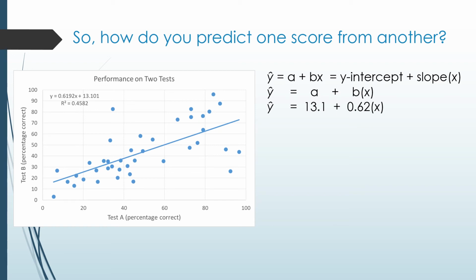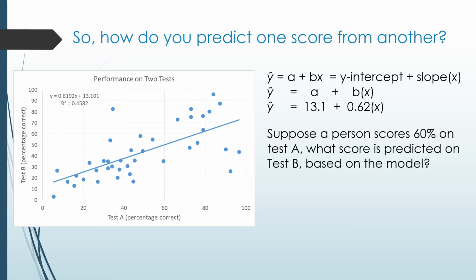It's written kind of backwards. However, the number that's standing by itself, that 13.1, that's our intercept, and the 0.619 or 0.62 approximately times x, that's going to be the slope of the line. And so what we can do is use that equation to actually calculate what we would expect the score on test B to be if we knew the score on test A. And so we can actually calculate that out.